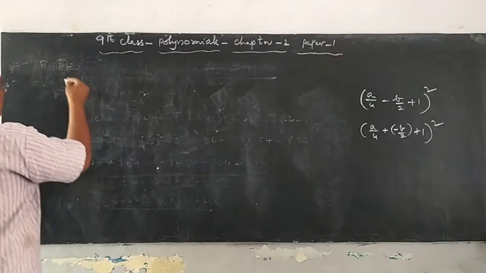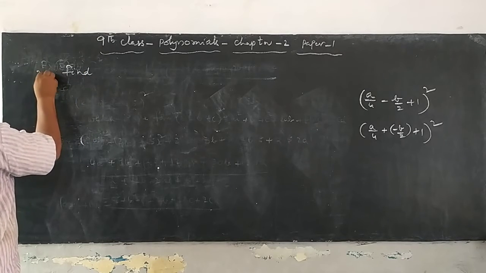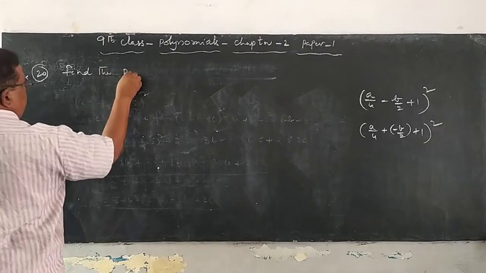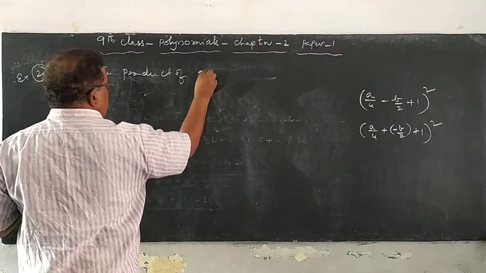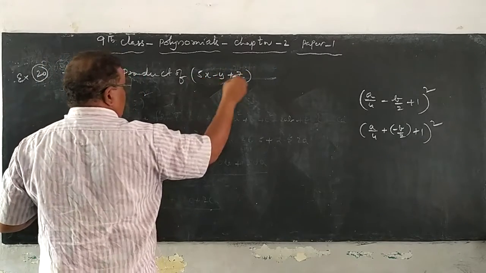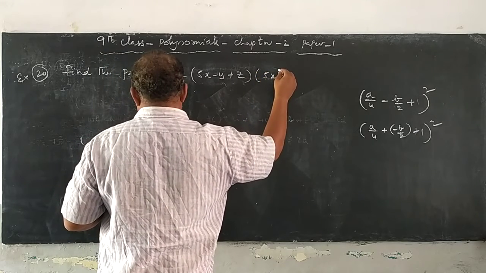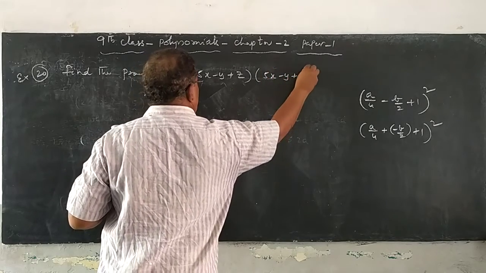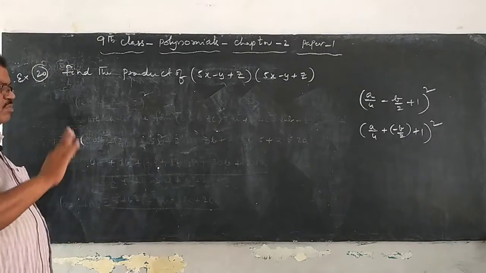Find the product of, example 20, (5x minus y plus z) into (5x minus y plus z). How do we have to do this one? Simple logic.